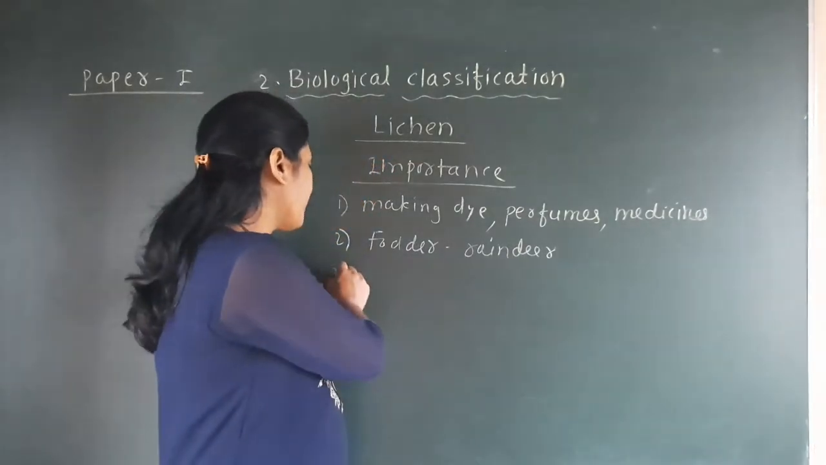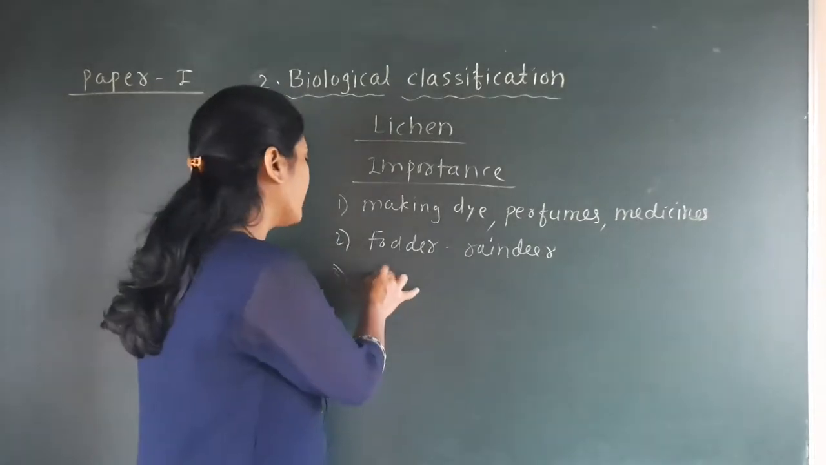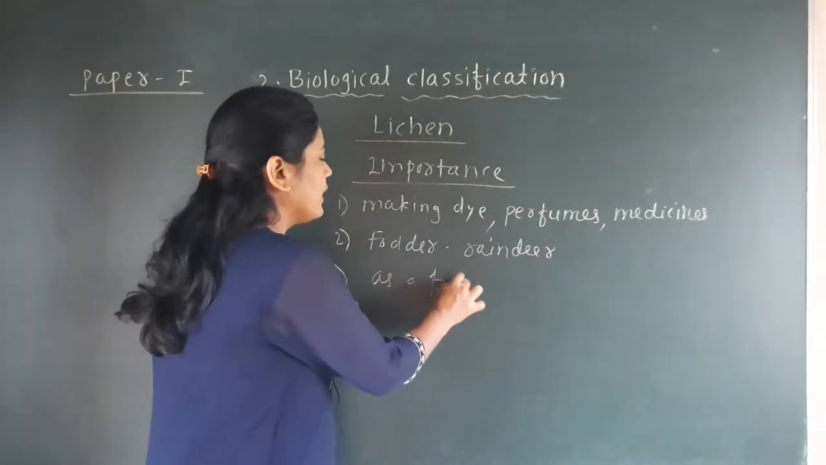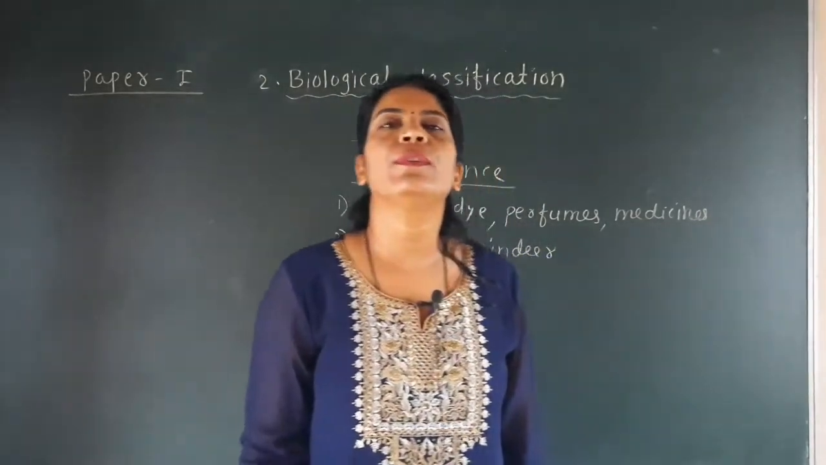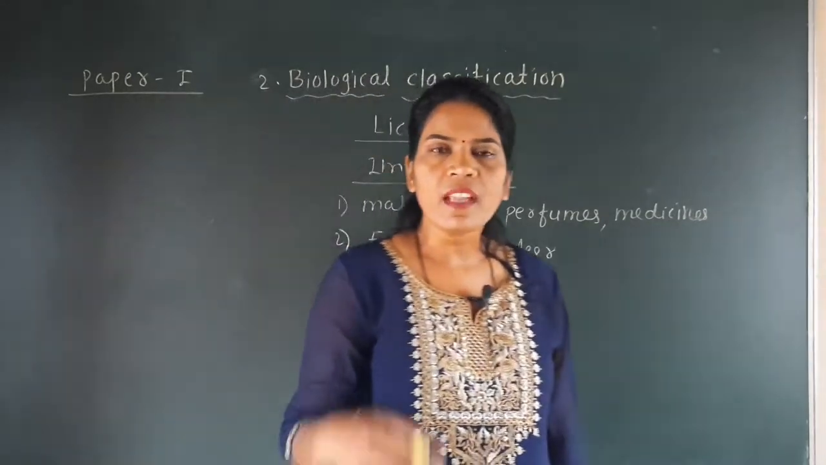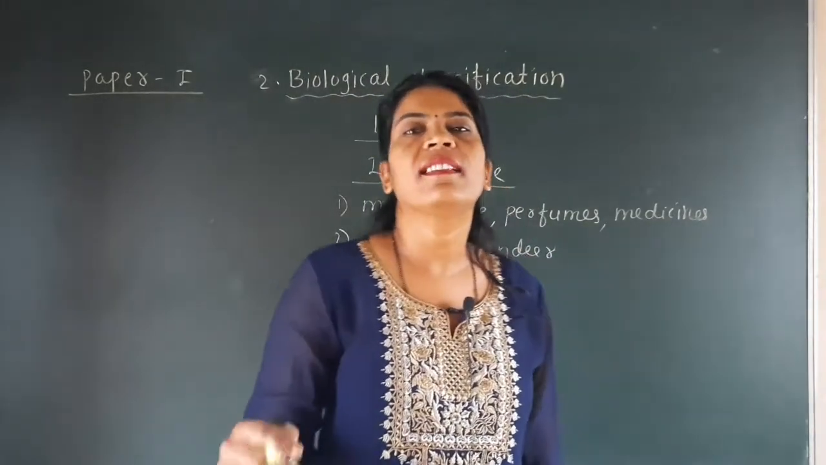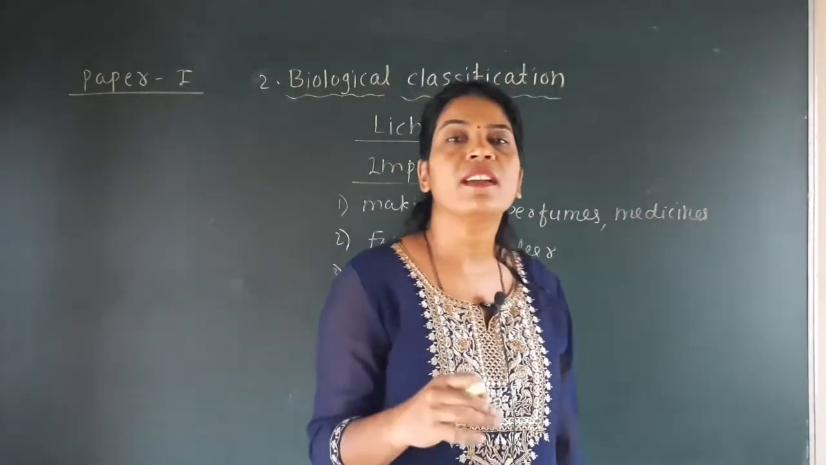Then the next importance of this lichen is that it is used as a food because it has some components like carbohydrate, due to which it is a rich source of food. In some states this lichen is used as a curry powder. करी पावडर म्हणजे आमटीमध्ये घालण्याची जी पावडर आहे त्याला म्हणायचं करी पावडर.